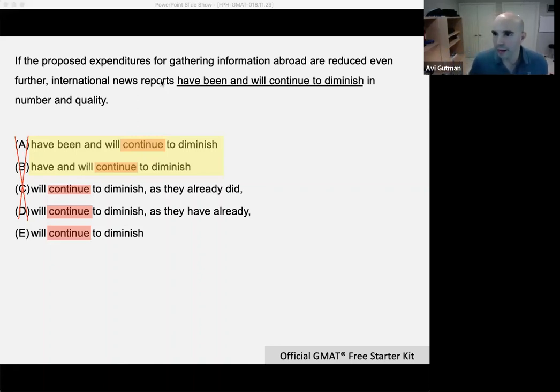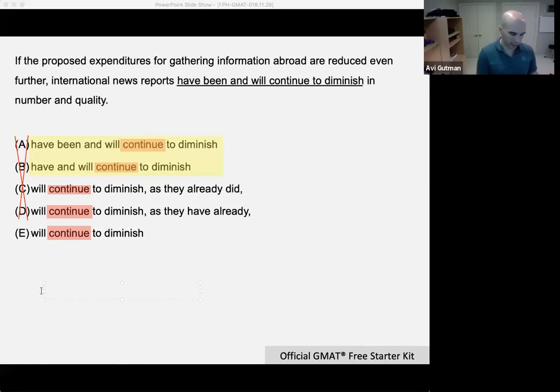And Maddie got it for A and B. The have part is wrong in A and B because have is past, and the structure of this sentence is a conditional. If so-and-so happens, then this will happen.